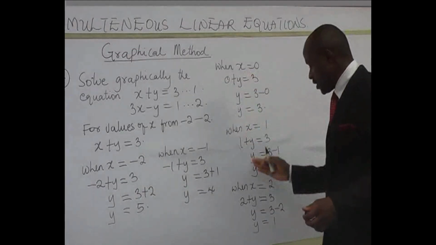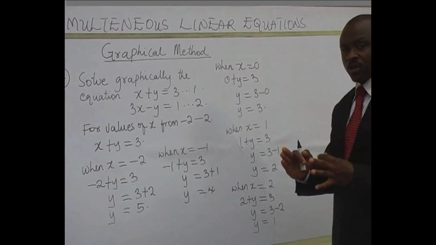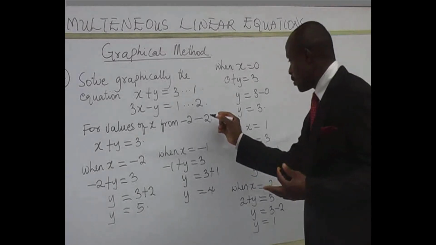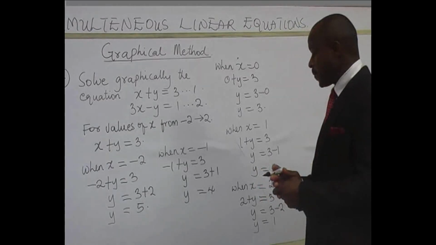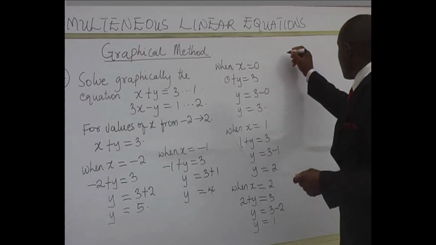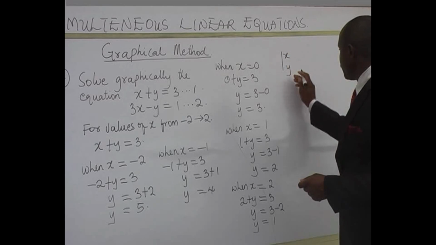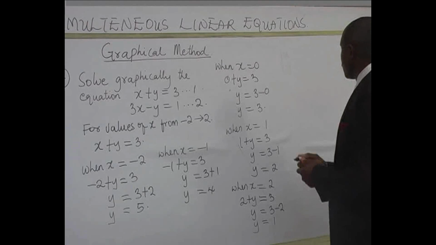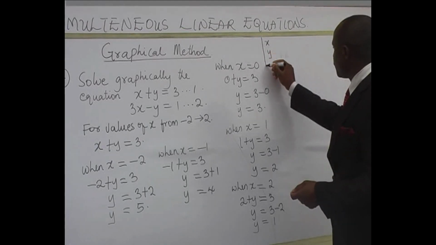Now that we have finished calculating the corresponding values of y when x is from -2 to 2, there should be an arrow here. It's not -2 minus 2. Now the next thing we are going to do is to put it inside a table. Write x and write y. Draw a table.